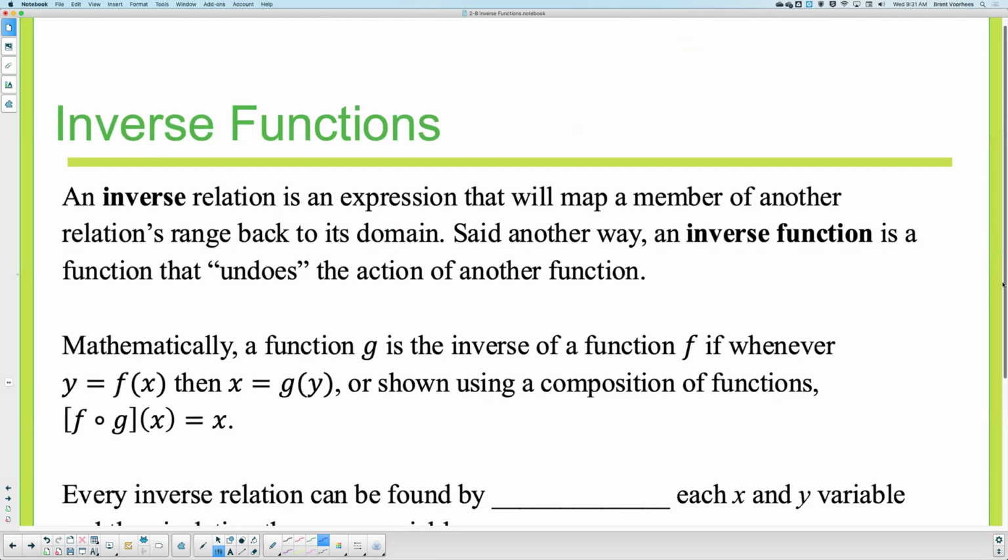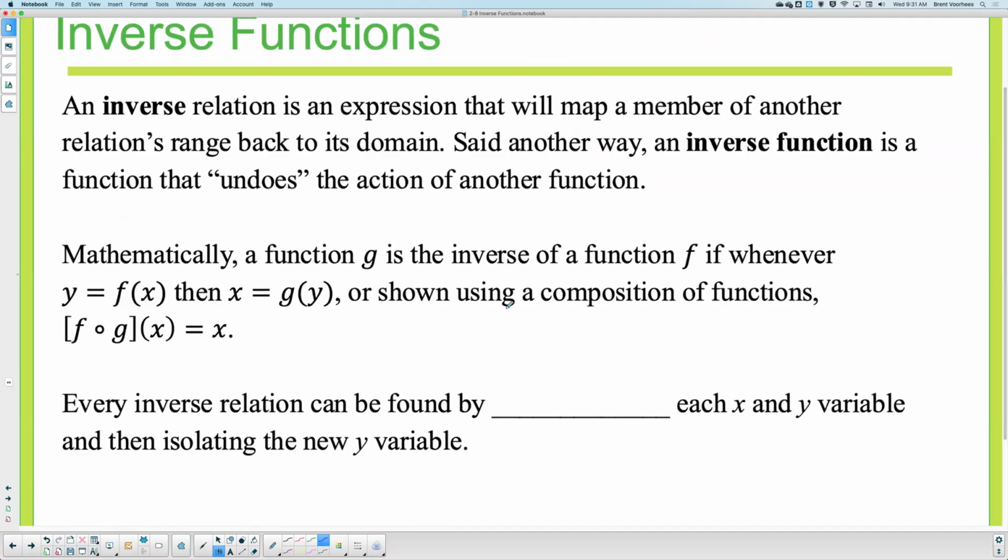So here in the paragraph form, this will explain what I just said, that an inverse relation is an expression that will map a member of another relation's range back to its domain. It just does the opposite. Instead of a domain going to a range, like normal, input becoming output, the output will become the input, or the range will become the domain. They cancel one another, okay?